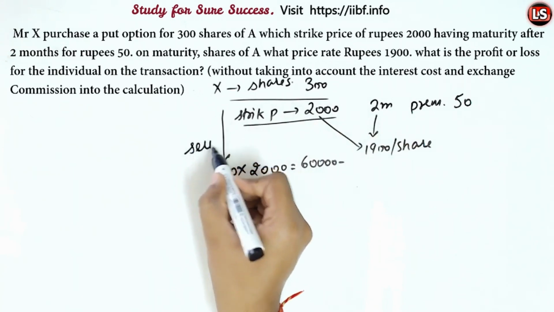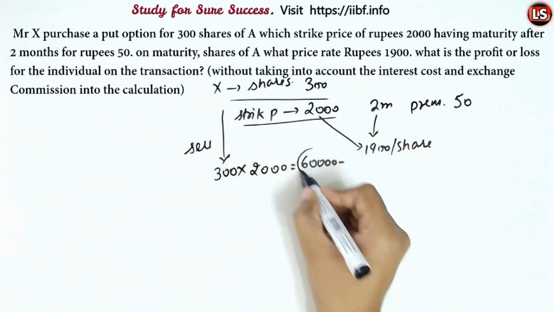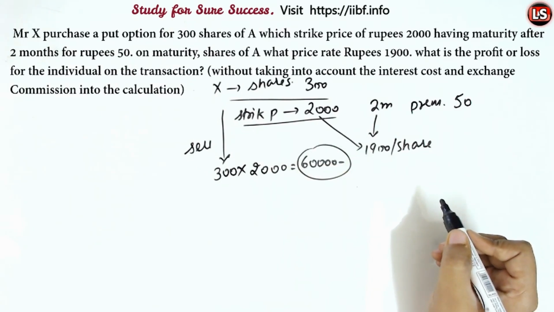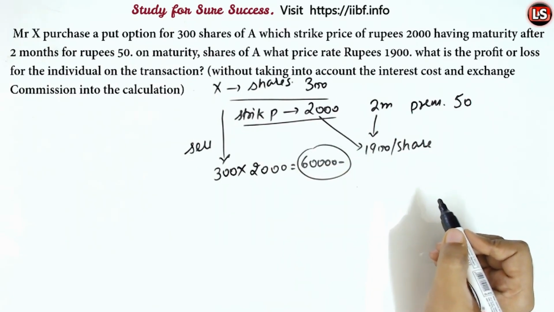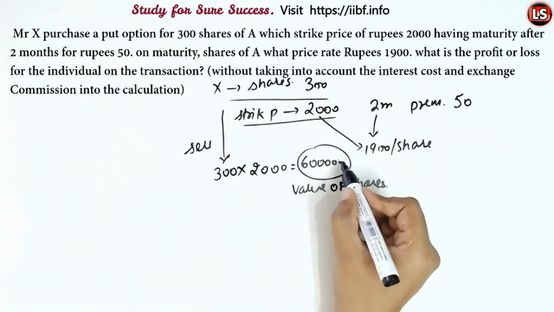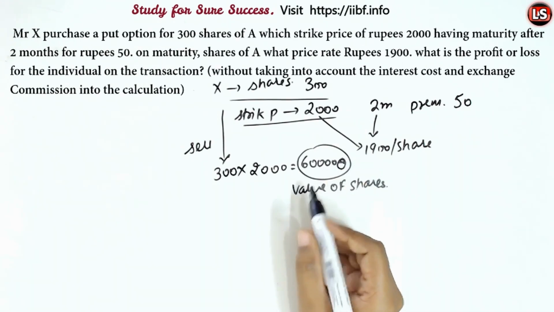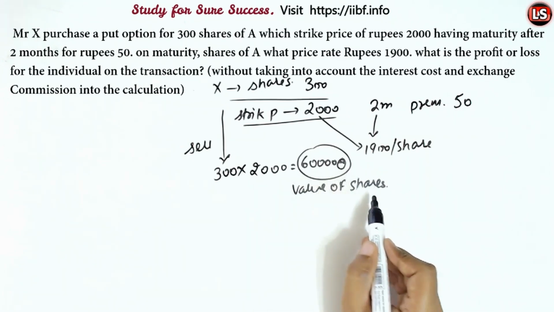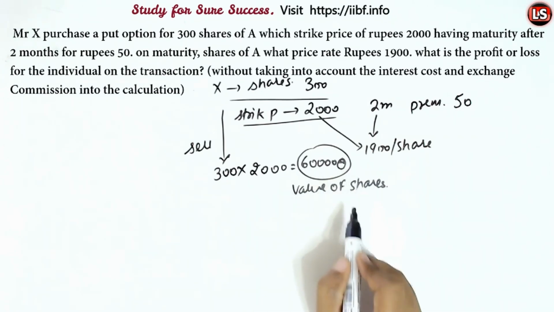So this is the selling of Mr. X. This means that Mr. X sold 300 shares at rupees 2000 each for a total of rupees 6 lakhs after 2 months. So what is the total value of the shares? Is it 60,000? No, it is rupees 6 lakhs. I am omitting a zero here. So here the total value is 6 lakh rupees, not 60,000. So the total value of the shares is 6 lakh.